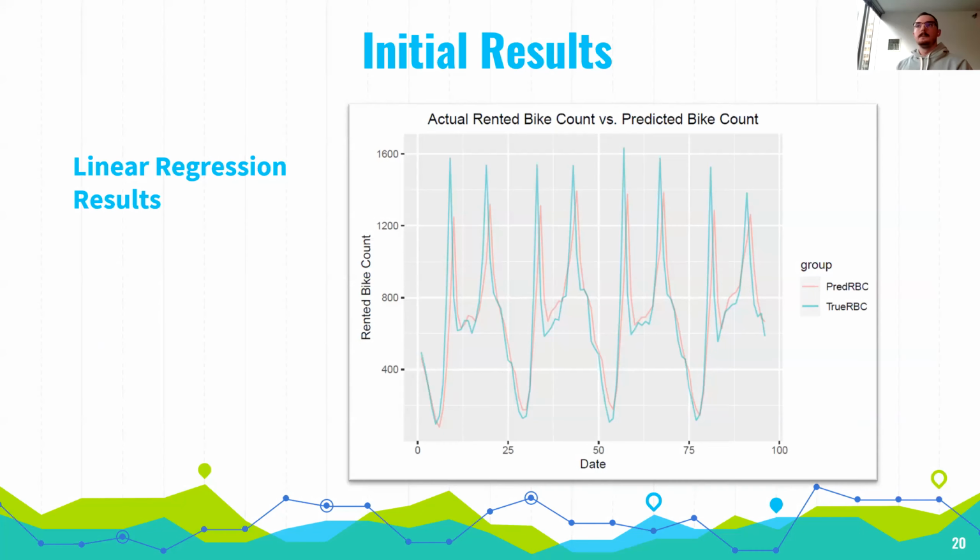So let's get into the results. Here are the initial results of the linear regression. We can see here that the bluish line is our true rented bike count, and the pink or red line is our predicted rented bike count. And we could see that linear regression did a pretty good job of matching the true rented bike count. We can see, however, that at the peaks, linear regression starts to fail a little bit, and it's not wildly accurate, but it does a good job of modeling the true rented bike count.